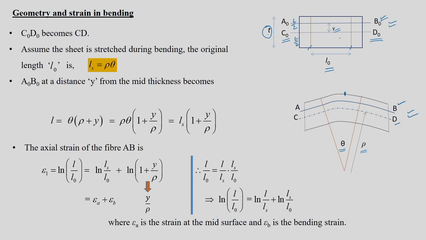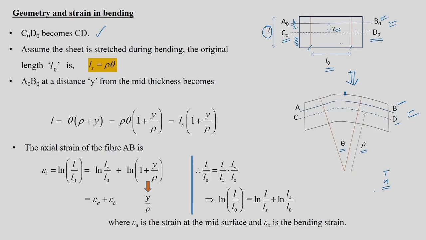Now, while bending this particular sheet to this form, C naught, D naught becomes CD at the mid surface, that is number one. Now this L naught is going to become, let us say, L S when the sheet is bent with stretching. We are going to consider a case where the sheet is bent not only with moment but also with tension. Both the tension and moment are available, so basically you are going to bend the sheet with stretching. Assuming the sheet is stretched during bending, the original length L naught is going to become L S, which is given by rho into theta. This is with respect to the mid location C naught, D naught.